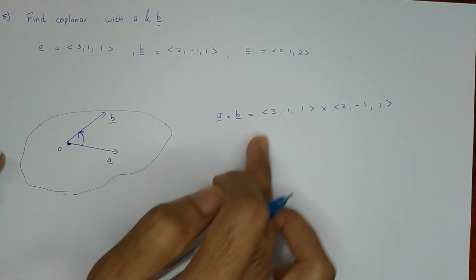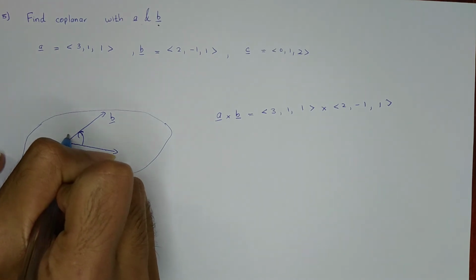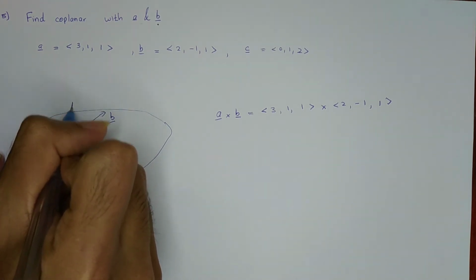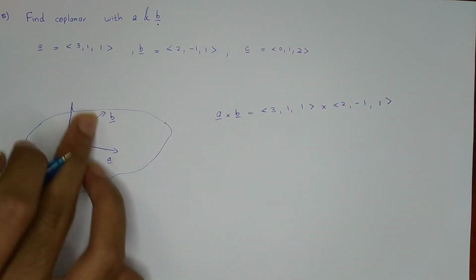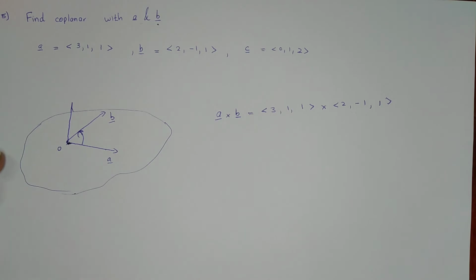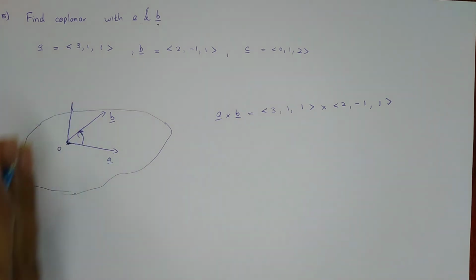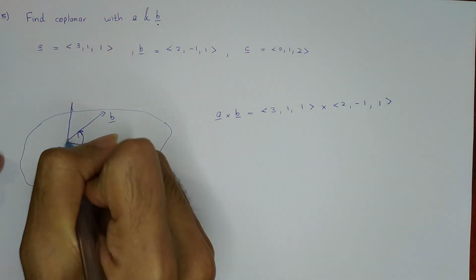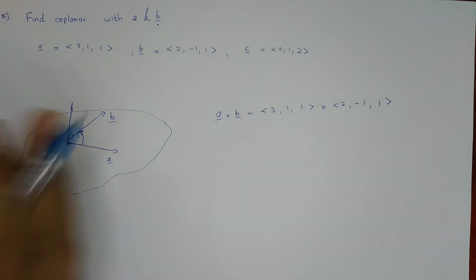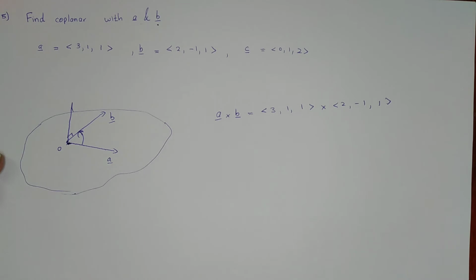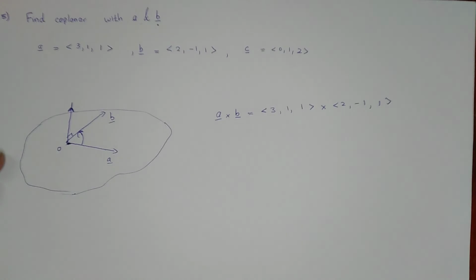And the direction of this A cross B vector would be perpendicular to this plane. That's the main point over here. If you do a cross product with these two vectors, you will be getting a normal vector to this plane. As you all know, if you do a cross product between two vectors, you will be getting a normal vector to this plane. So here we are getting a vector like this.